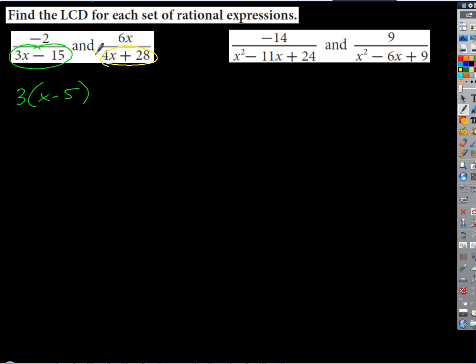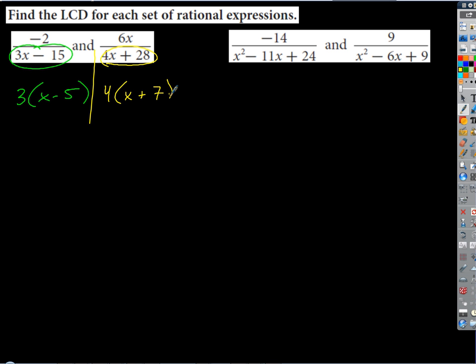Now let's just separate this. What if I factored the yellow denominator? What am I going to get there? I can take out a 4. Now what am I left with? X plus 7. Yeah. Okay. Good. All right. So then we've got to build the smallest product that includes all that stuff.